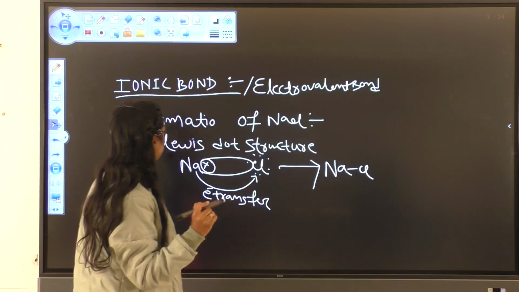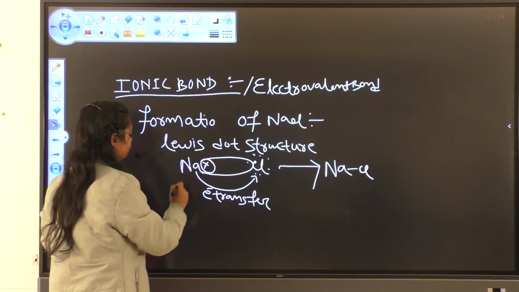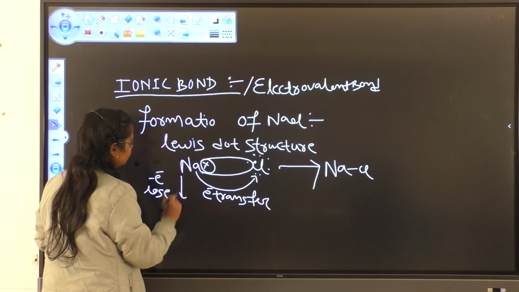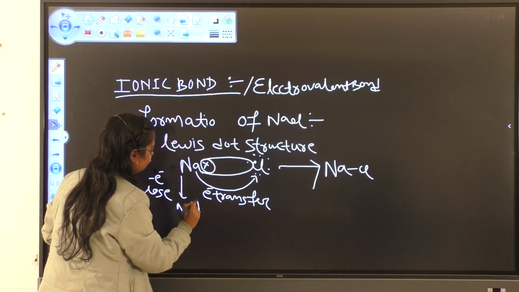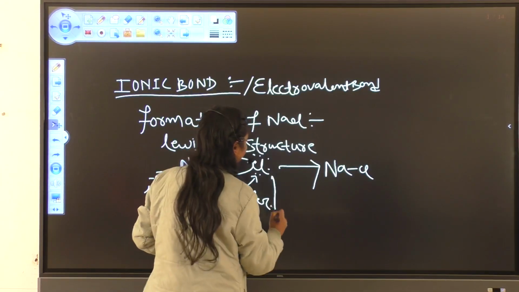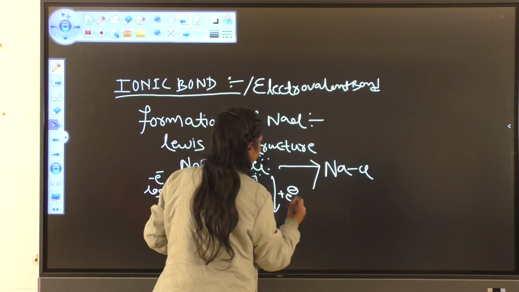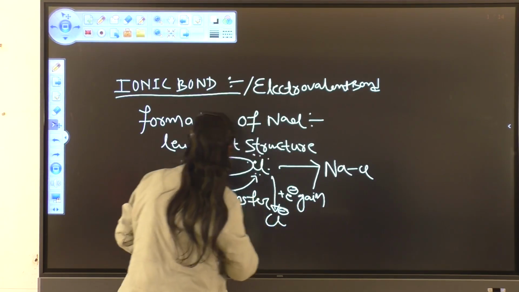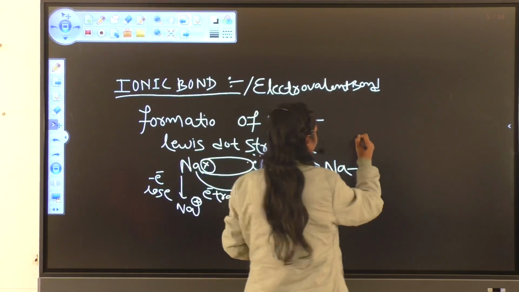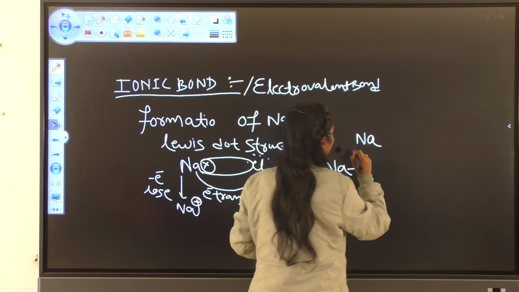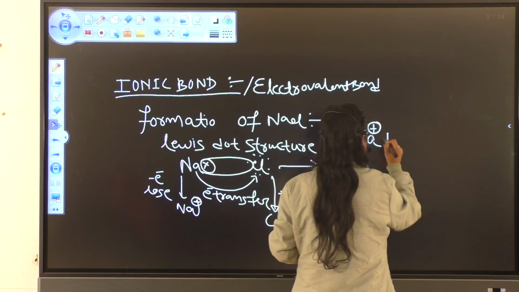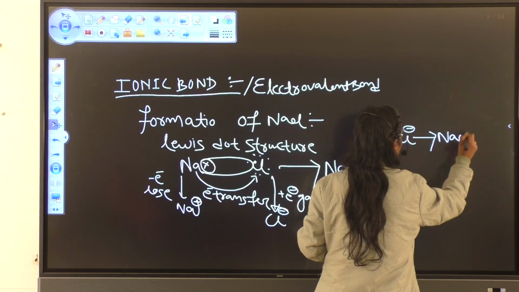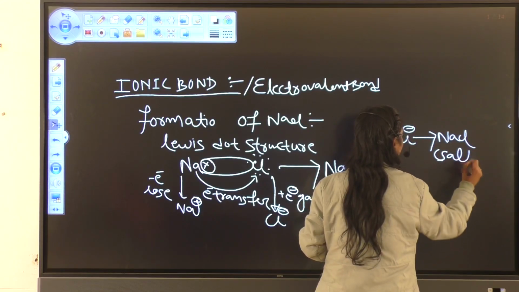As I told you before, when an atom gives an electron, electron loss is happening, so it will be sodium positive. And the chlorine is gaining an electron, so it will become chlorine negative. If we write it in expanded form, we can write sodium positive plus chlorine negative, giving sodium chloride, or common salt.